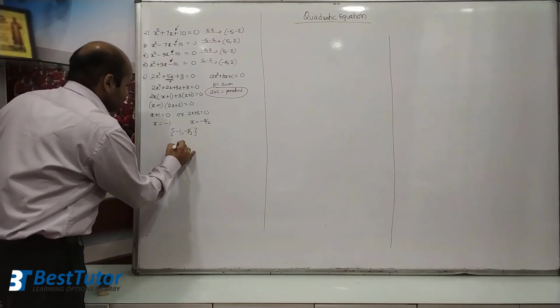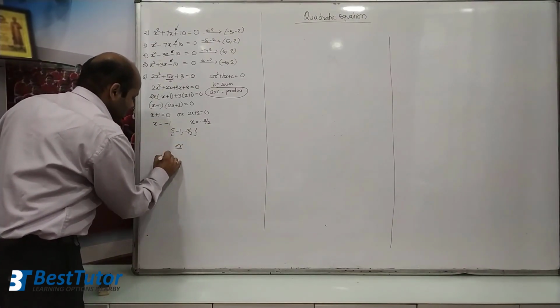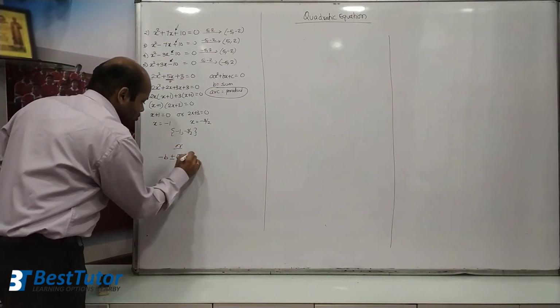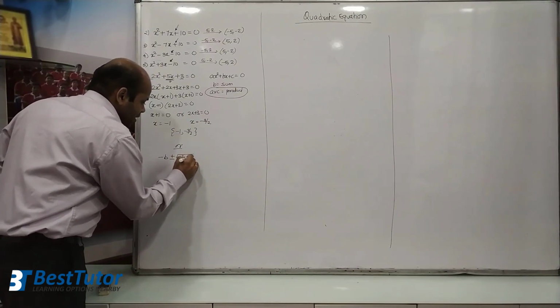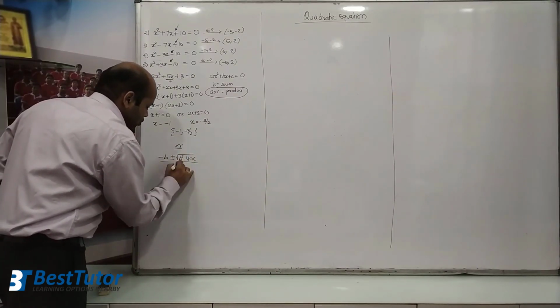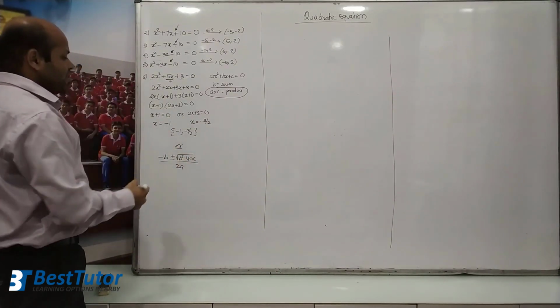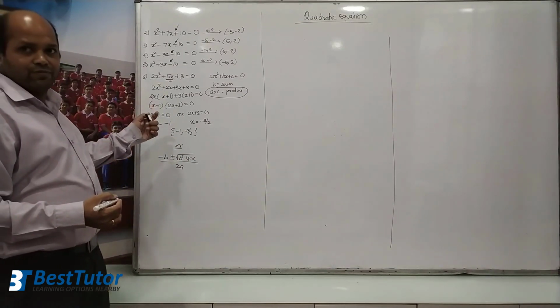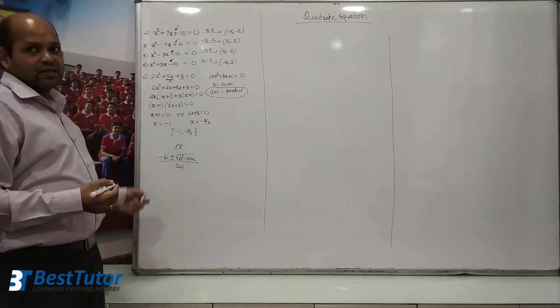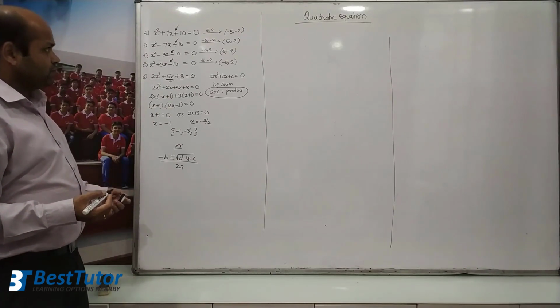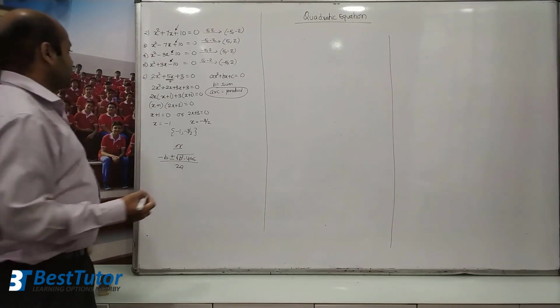The same questions could have been solved by using the formula of minus b plus or minus root of b square minus 4ac upon 2a. By substituting a, b, c, I will get the same answer. But this method is faster than the formula. Okay. Third level of question.